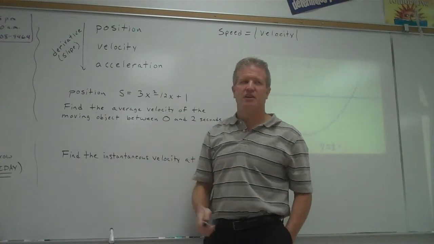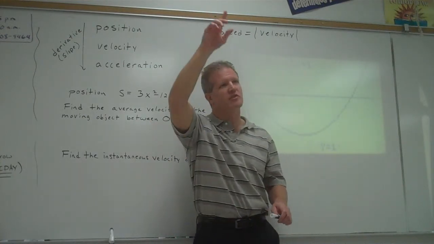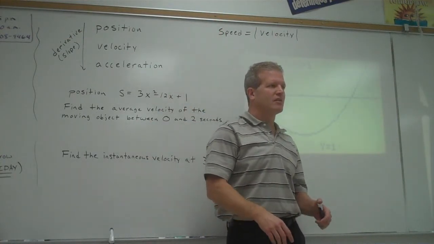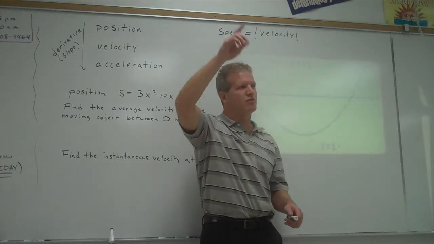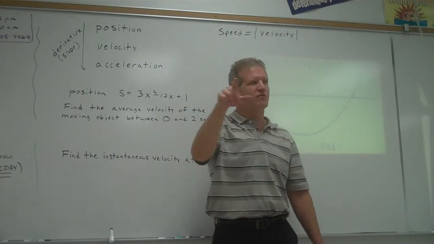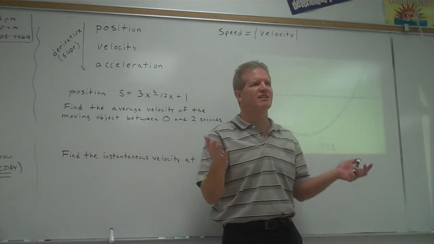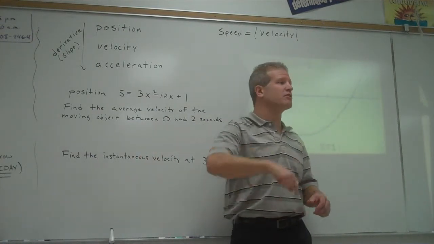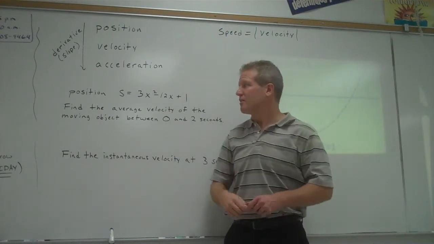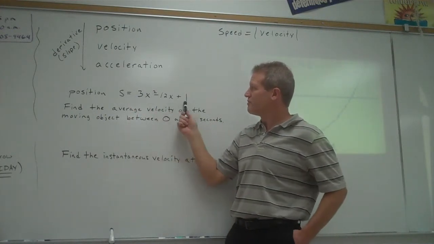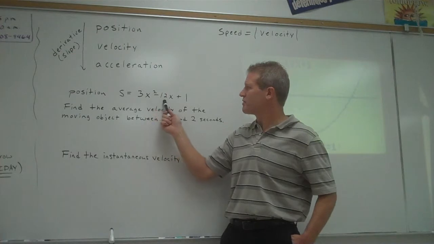So let's say we have some type of moving object. Let's say we have something moving up and down. It could be a squirrel going up and down a pole, or it could be a particle moving back and forth on a line, or a tiger pacing back and forth in a zoo. Anything that's moving. Okay, it could be the temperature going up and down outside. Let's say this is the position. S equals 3x squared minus 12x plus 1.